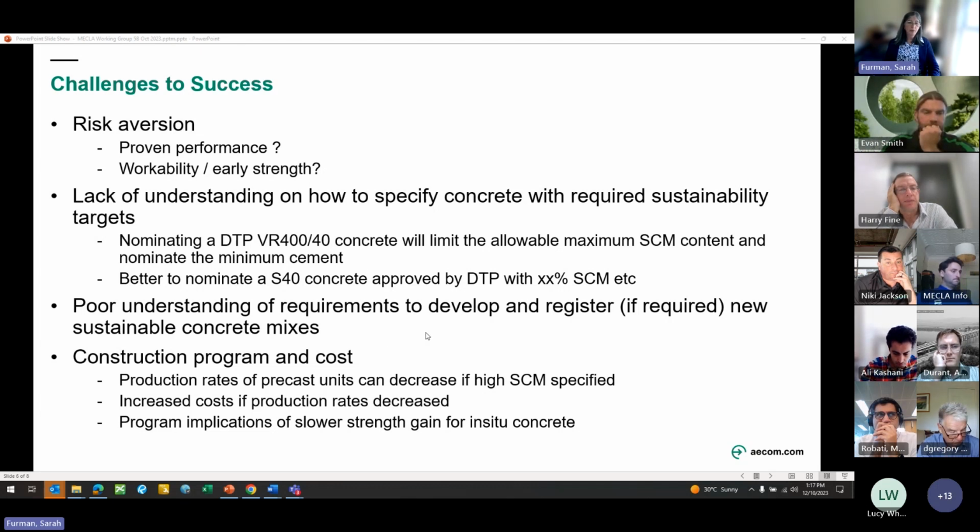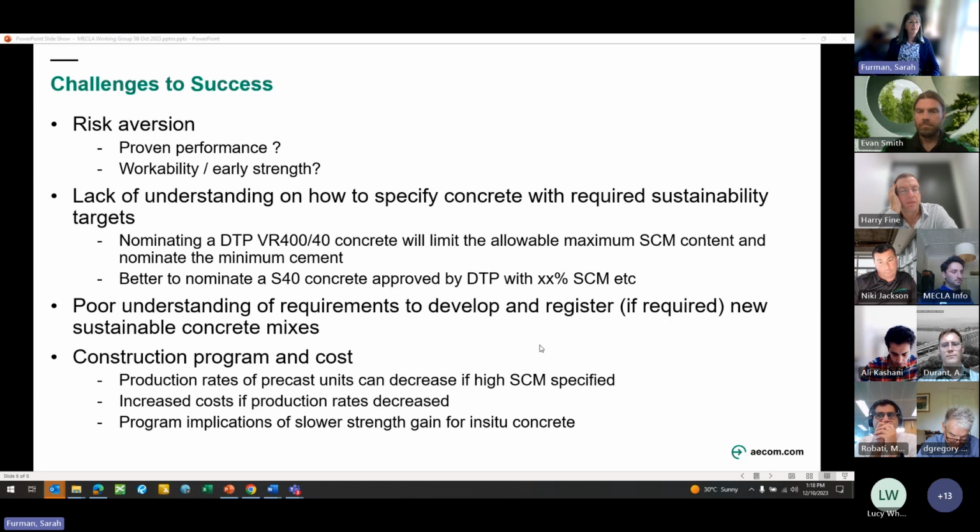There is also quite a poor understanding of how to develop and register, particularly in Victoria, if you're on a VicRoads project, the new sustainable concrete mixes. And this is a real challenge to procurement teams, as well as sometimes the design teams. Construction program and costs can be a real challenge to overcome as well.